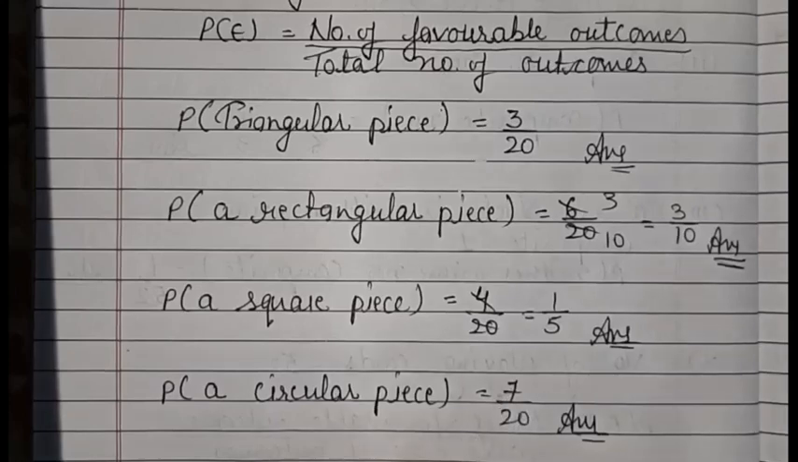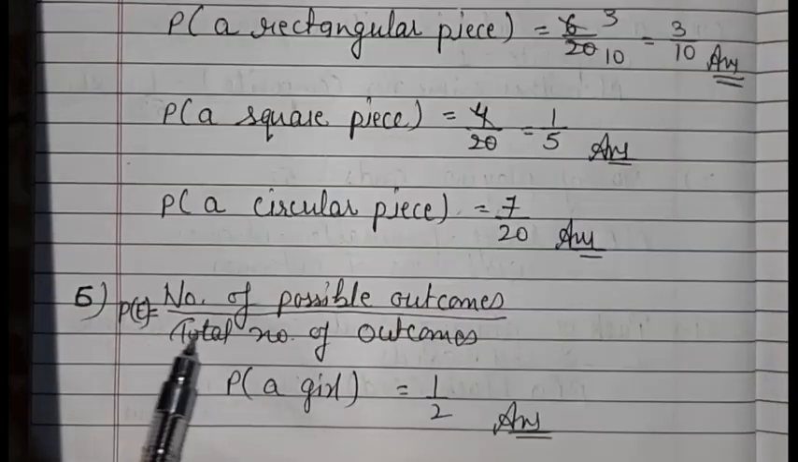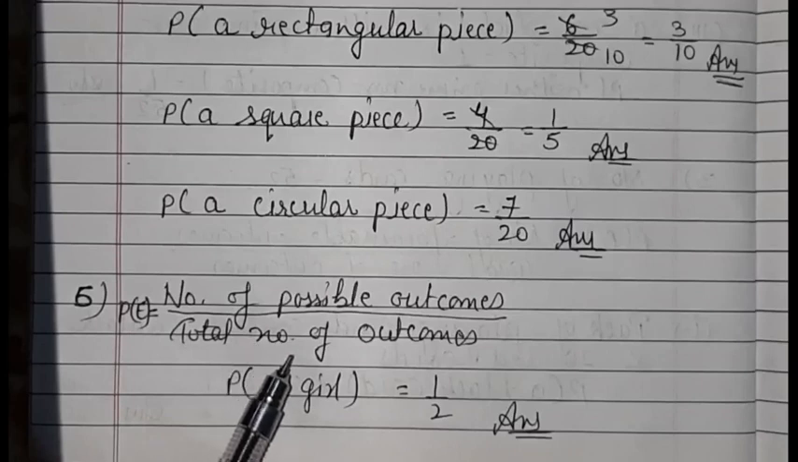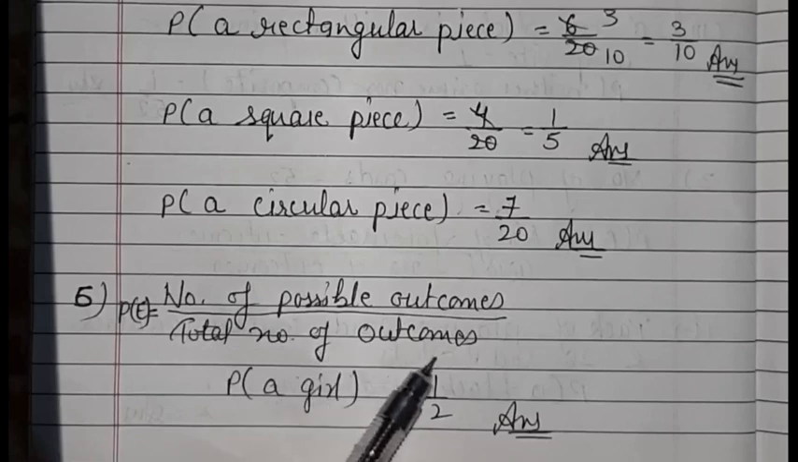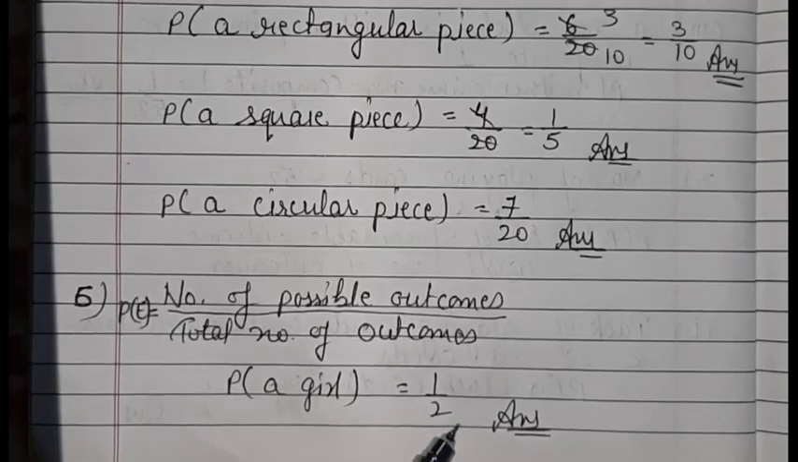Right? Now come to the 6th numerical. What is the probability of a baby to be born is a girl? If a baby is born, that will be a girl or a boy. That means the total number of outcomes will be 2, right? Out of which we have to find out the probability of a girl. So probability of a girl is 1 upon 2.